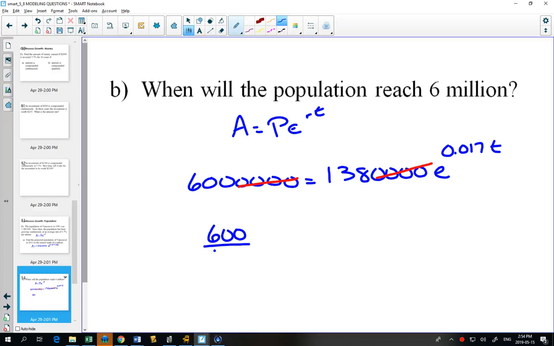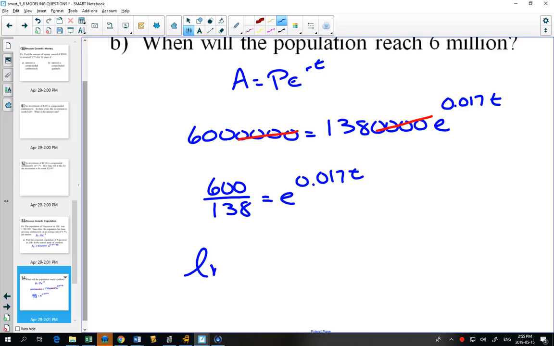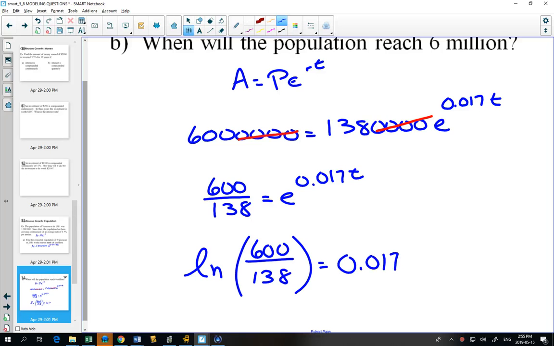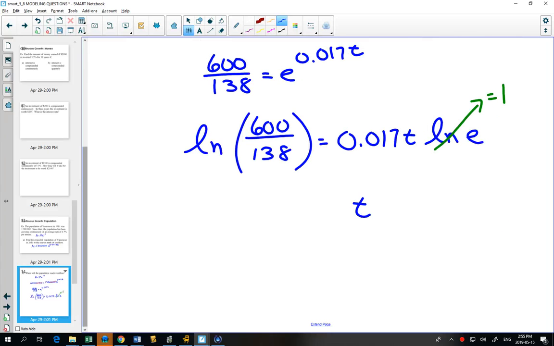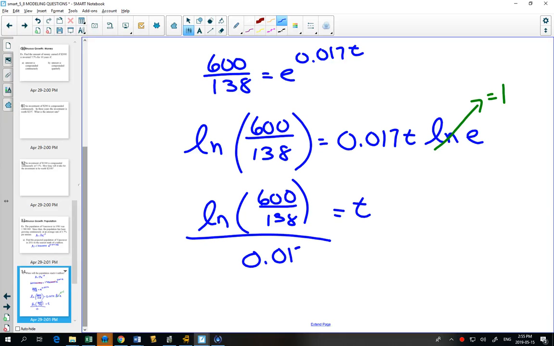So I'm going to just write this side as 600 over 138 equals e to the 0.017t. And since the base is e, I'm going to take the natural log of both sides. So the natural log of this side. And when I take the natural log of this side, the exponent could come out in front using one of our exponent laws. And of course, the natural log of e is equal to 1. So solving for t, I would just need to divide by 0.017.